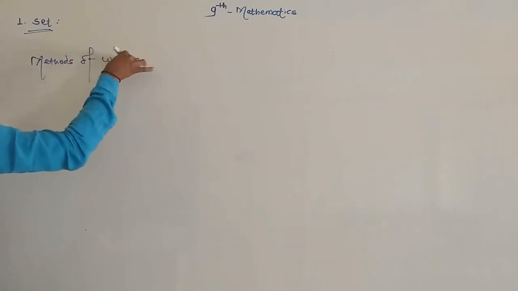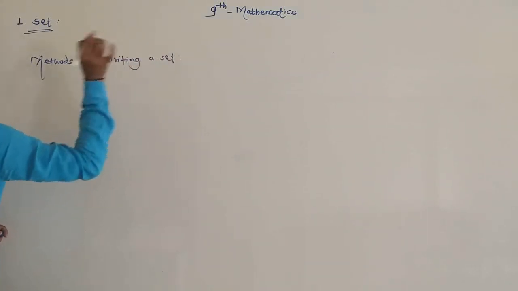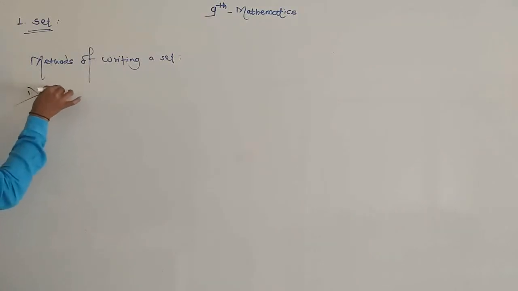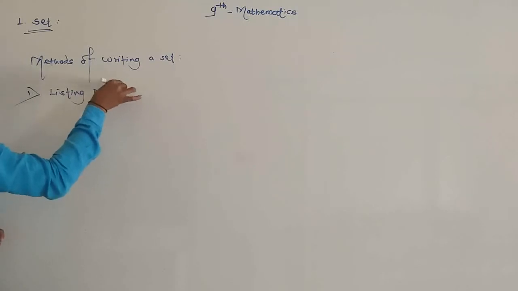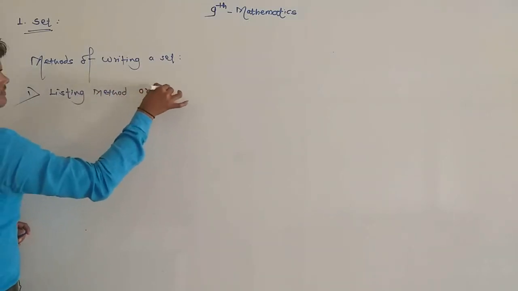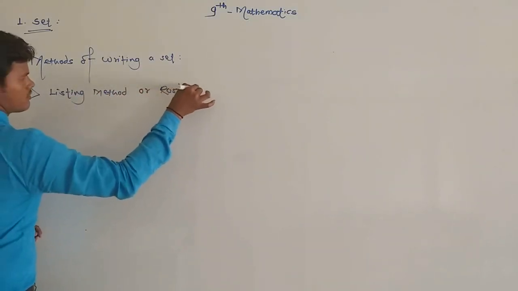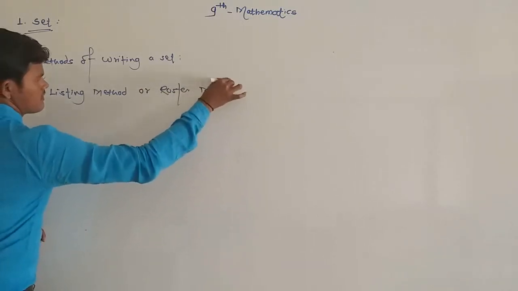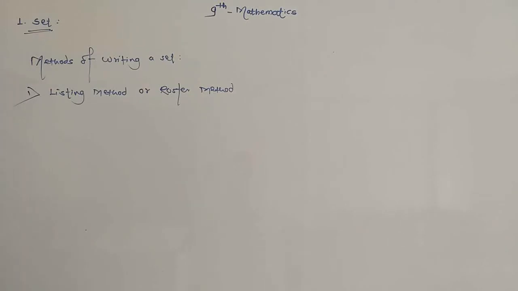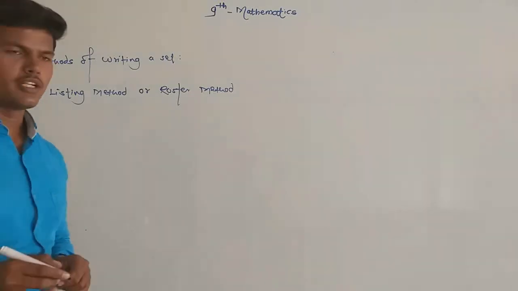Methods of writing a set. So there are two methods. First one is the listing method. It is also called the roster method. And the second one is the rule method. It is also called the set builder form.